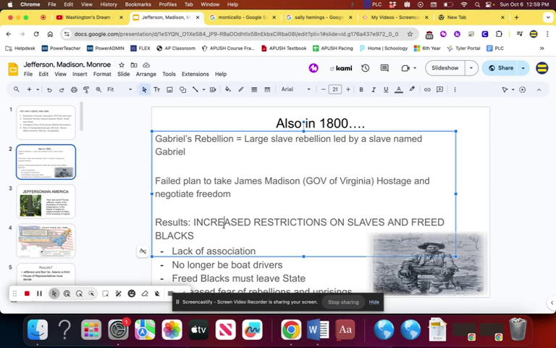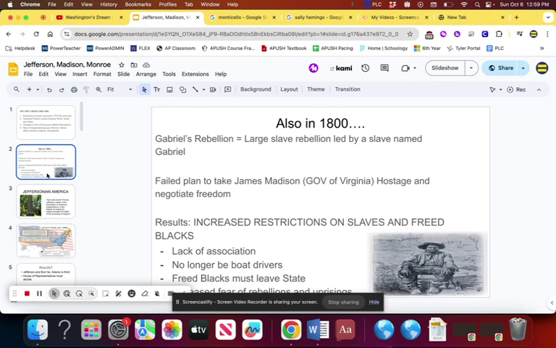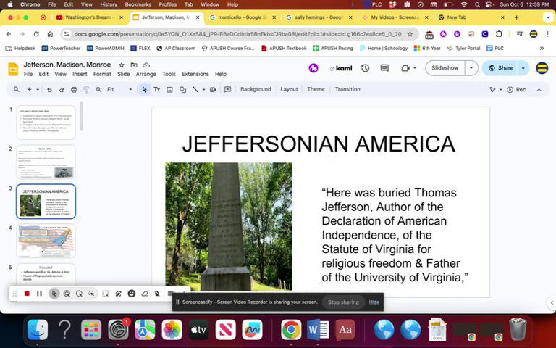Fails. So Gabriel's Rebellion is not successful, but it does, again, increase those slave laws and laws against slaves in general. Like, they can't meet in groups. They can't travel alone anymore. Well, in a lot of states, they can't travel alone. And there's harsher punishments for being a runaway.